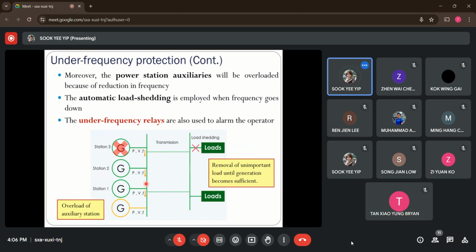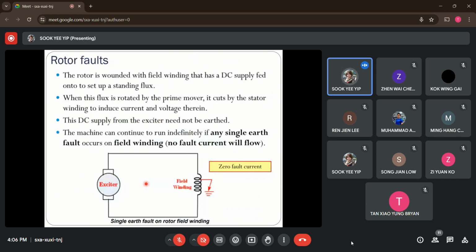So this is for the under frequency protections, and it will occur at the stator side. Okay, so now we will start to talk about the rotor faults.